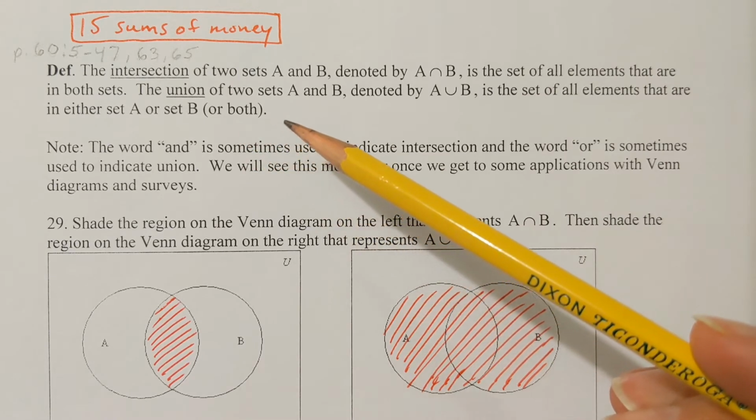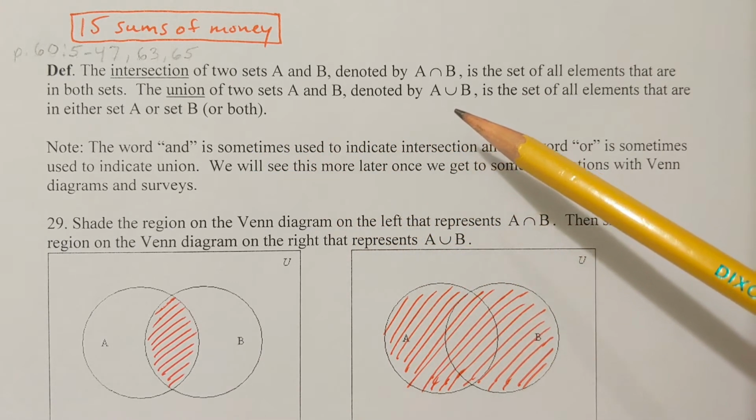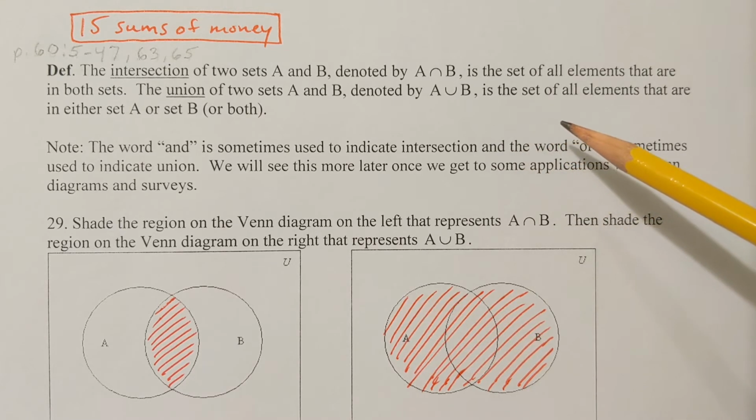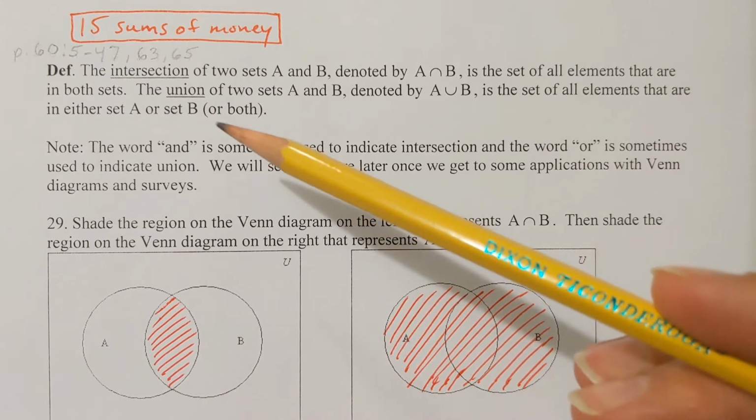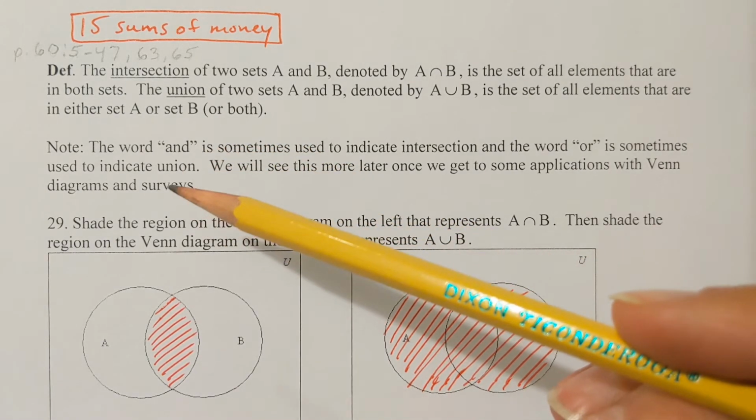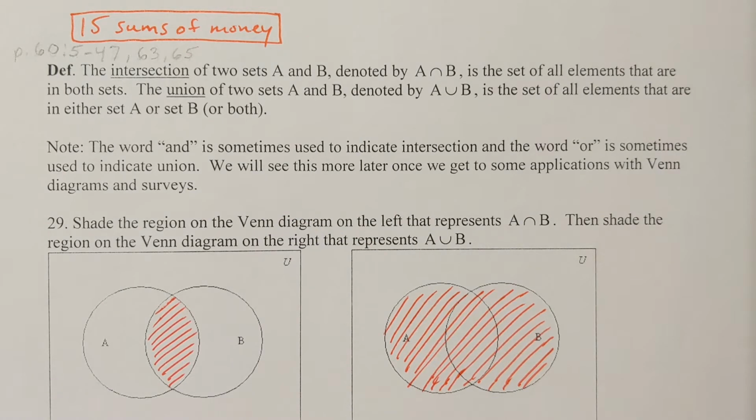The union of two sets A and B, denoted by A union B is how you read that, is the set of all elements that are in either set A or in set B. Okay, or both, set A and B. As a note, the word and is sometimes used to indicate intersection, and the word or is sometimes used to indicate union. You see that quite a bit in statistics, but for now we're gonna use the intersection union signs. We'll see that more in the next section though. The word and or being used.